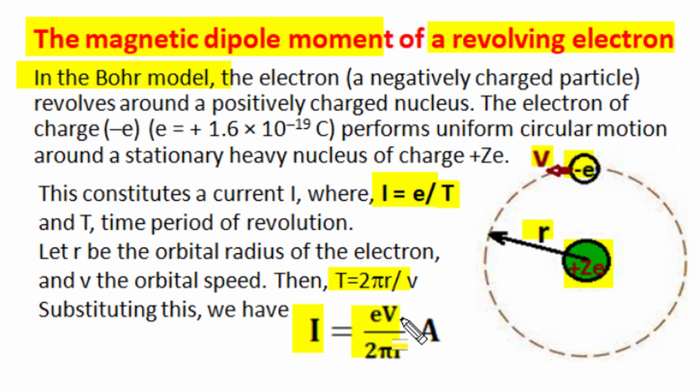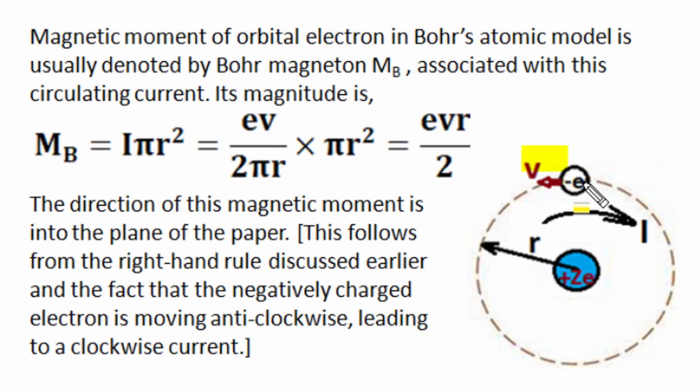If velocity is in meters per second and radius is in meters, then this expression of current is in amperes. This orbital motion of the electron around the nucleus becomes a single-turn current loop, and the magnetic dipole moment produced by this orbital electron is current times area. In place of current we can write electronic charge times orbital linear velocity divided by peripheral length 2πr, and when we simplify this becomes evr by 2.